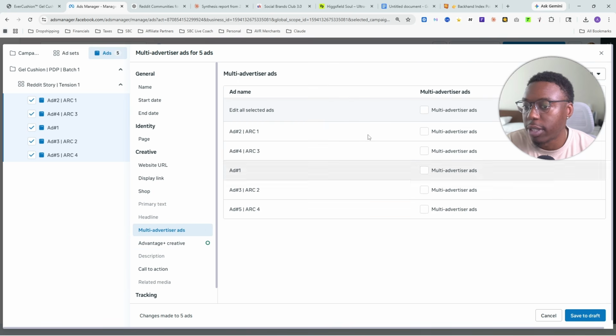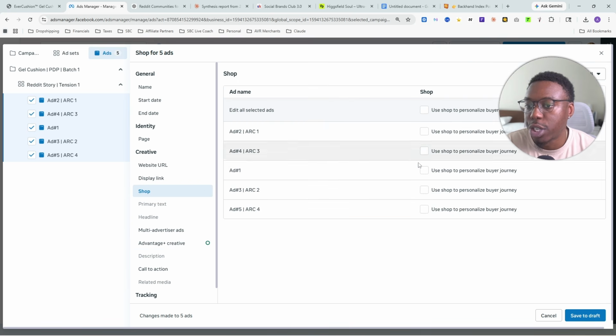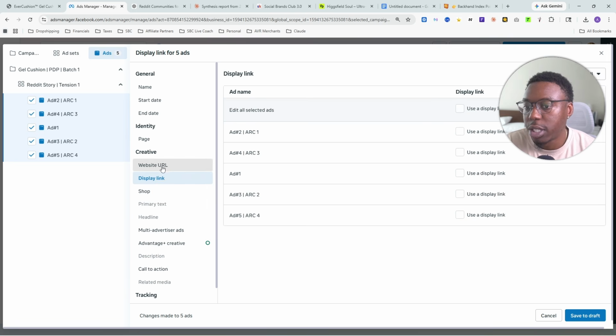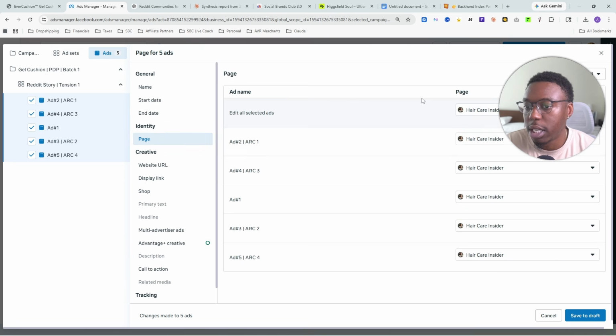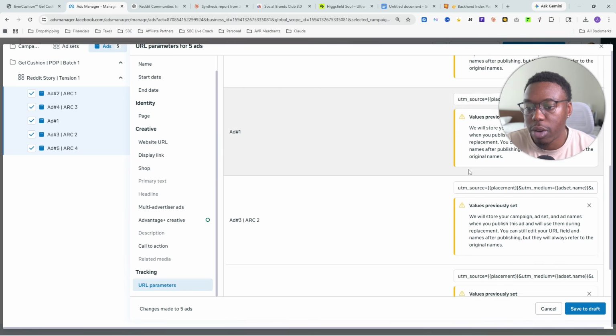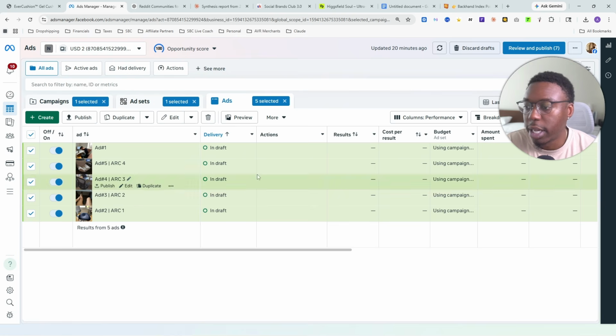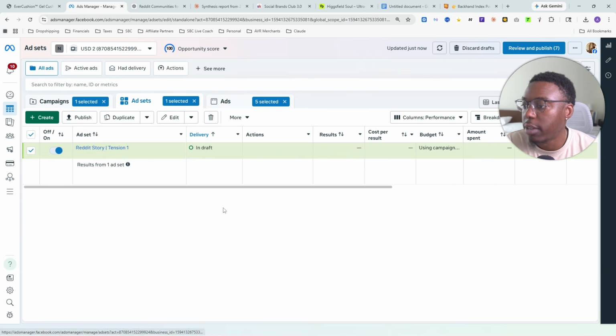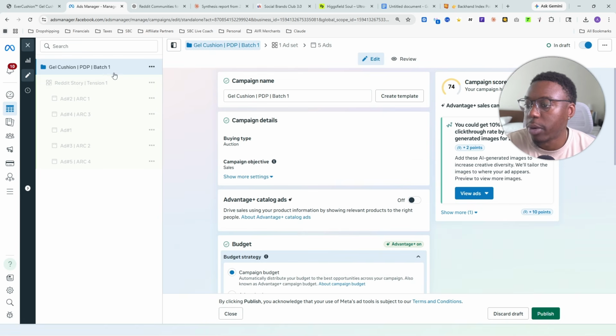We're going to go to multi-advertiser ads, make sure that's good. Make sure use shop to personalize your buyer journey is turned off. And then just double check, make sure all this other stuff is clean and congruent. If we go to URL parameters, that's our same URL parameters for all ads. And then we can hit save draft. And guess what, guys? Once that's ready to go, you can just go back here under the ad set itself, hit edit. At the top here where the campaign is, you can just hit publish and schedule that bad boy out, and you should be good to go.